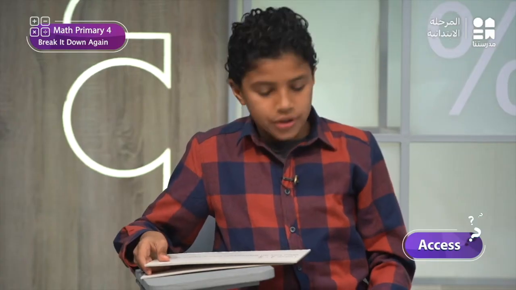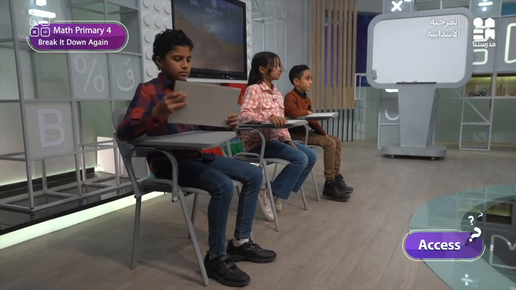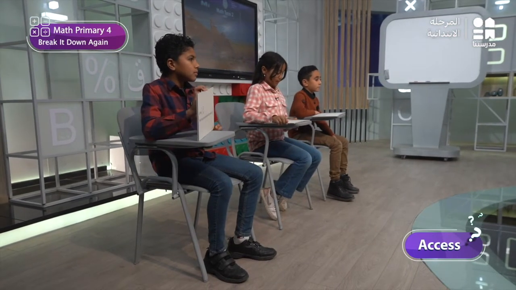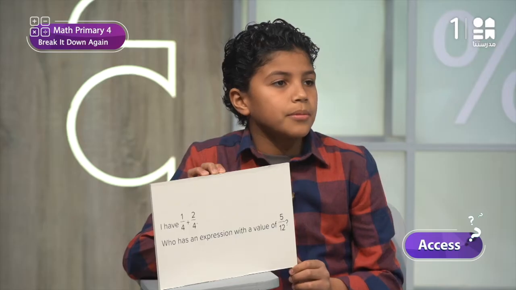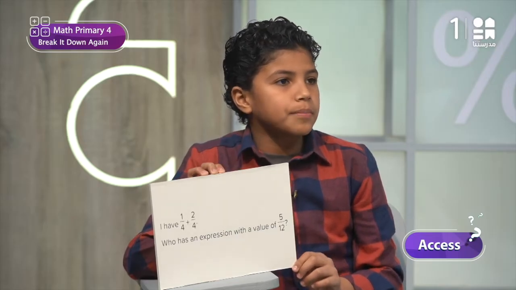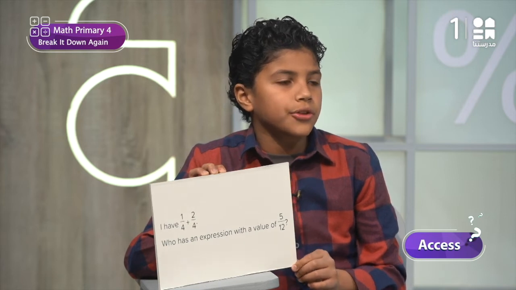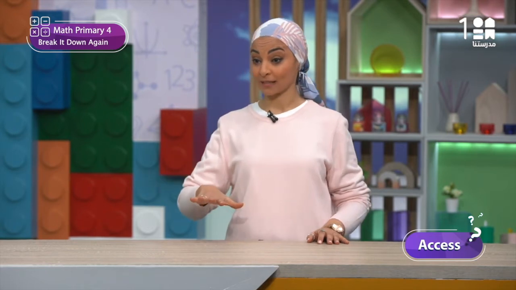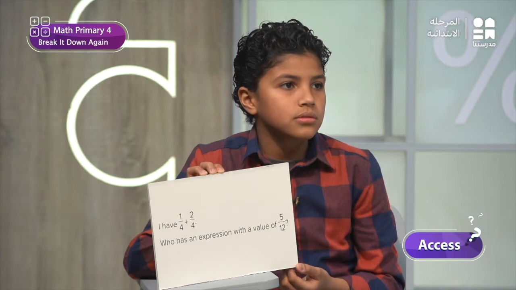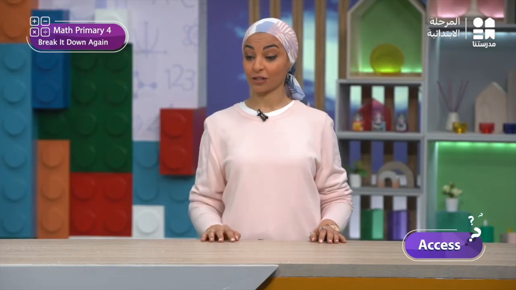I have. You have? Tell me, what do you have, Omar? 1/4 plus 2/4 equals 3/4. Show me, Omar. Yes, you have 1/4 plus 2/4. Why did you say, Omar, that they are the same? Because 1/4 plus 2/4 equals 3/4. Yes, you make 1 plus 2 gives you 3 and you leave the 4 as it is to be 3 out of 4, right? Super Omar, good boy. Now can you tell us the second fraction you have?